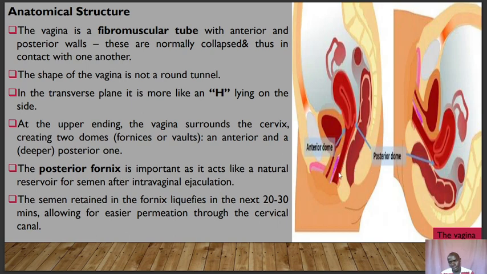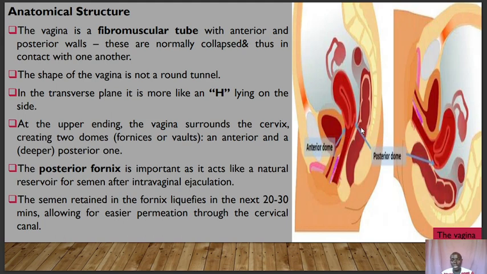Can we go to see here, guys? Look at it from the posterior side. So it's an H shape, it's not a round tunnel as most of us normally think. At the upper end, the vagina surrounds the cervix, and this leads to the creation of two domes. We have the anterior dome, which you can see on my diagram, and the posterior dome.